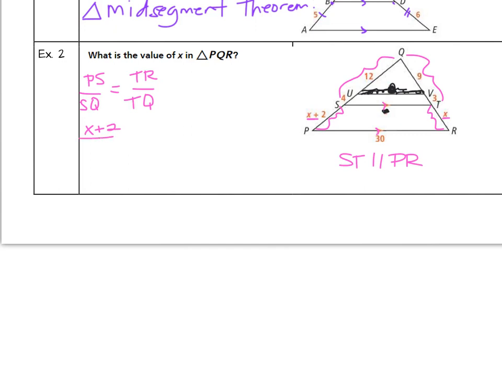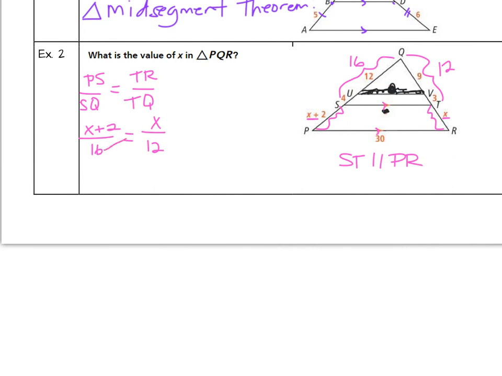SQ, well, if we take a look at the picture, it's a combination of 4 and 12. So together, the length from S to Q is 16. All right, on the right-hand side, TR is x. And TQ, that's going to be 9 plus 3, that's 12. Now we end up with a similar situation to that problem up above. So watch how we set this up.